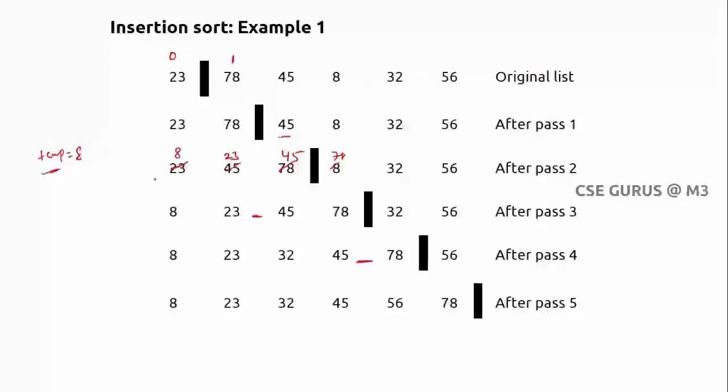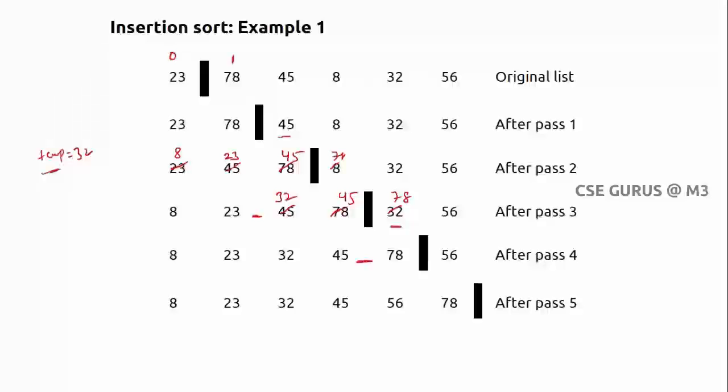This is also fine, right? Let me take another example. 32. Is 32 less than 78? Yes, true. So 78 is here. Anyway, 32 is in temp. So 78 here. Now 32 is compared with 45. Is it less than? Yes, true. So 45 will go here. Next, is 32 less than 23? No. So stop here, and here you just keep 32.